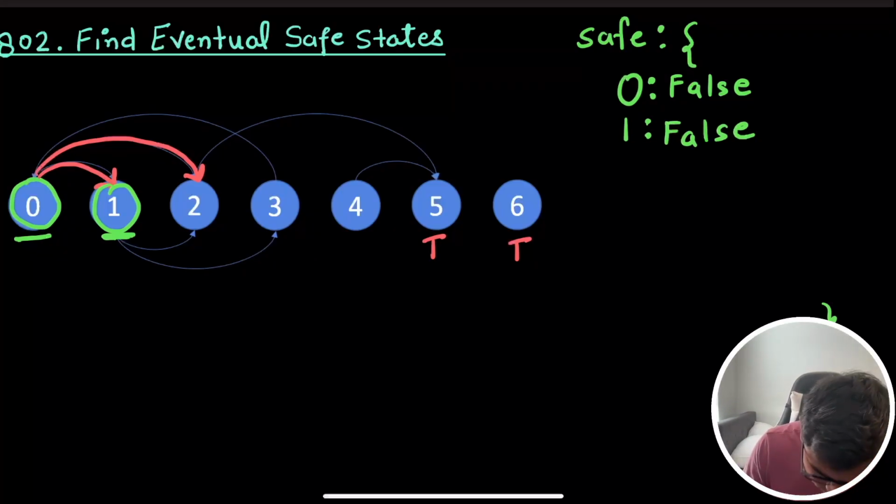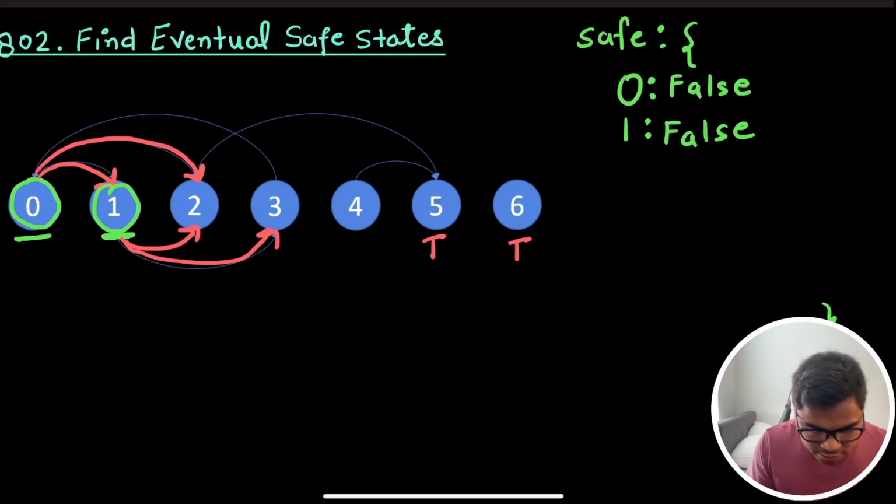I will mark this false. Then what are the neighbors of 1? These are the neighbors of 1: 2 and 3. Since it's DFS, I'm going to start visiting 1's neighbors. What is 1's first neighbor? It's 2. So let's visit 2.